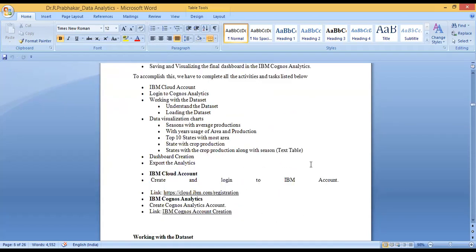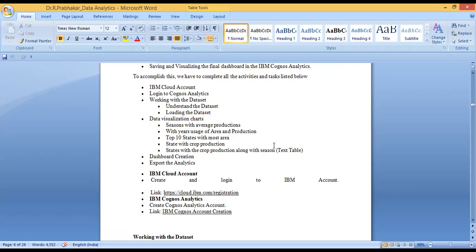The main project objectives here are: seasons with the average production, year-wise usage of area and production, top 10 states with most area, states with the crop production, and states with the crop production along with the season. So these are the main objectives used for data visualization.